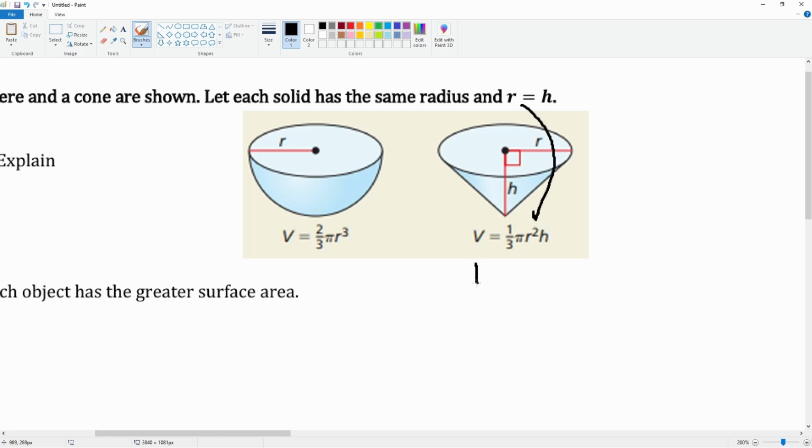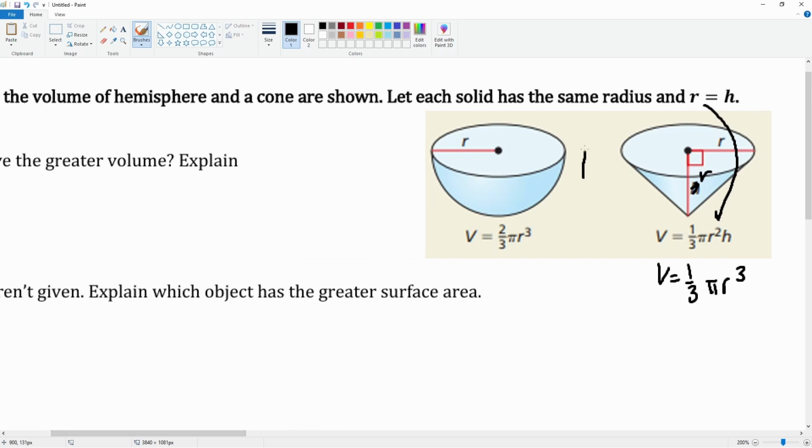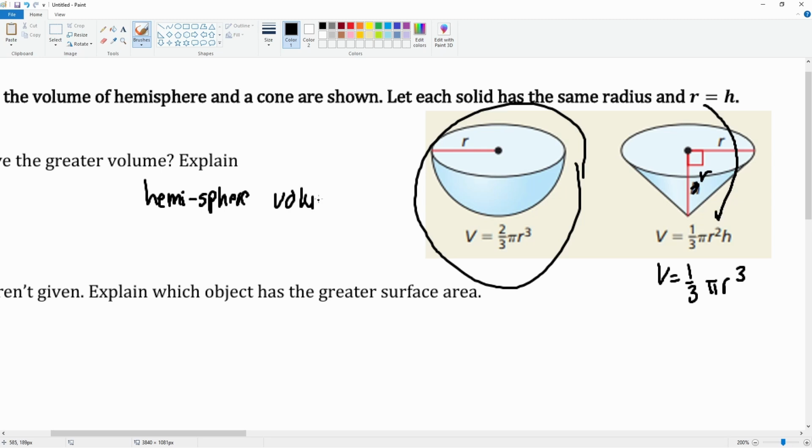So this is volume equals 1/3 pi R squared times R. R squared times R is just basically R to the third. So you're basically comparing this, because this is R, versus this, 2/3 pi R cubed or 1/3 pi R cubed. We were going to say the hemisphere. The hemisphere will have a greater volume because it's 2/3, whereas the cone is 1/3.